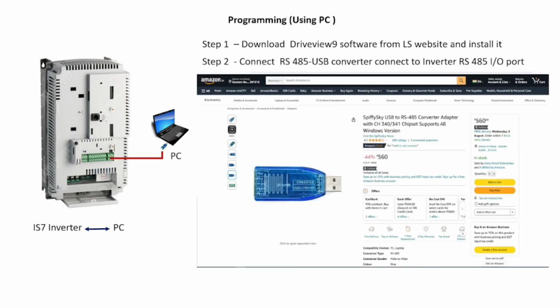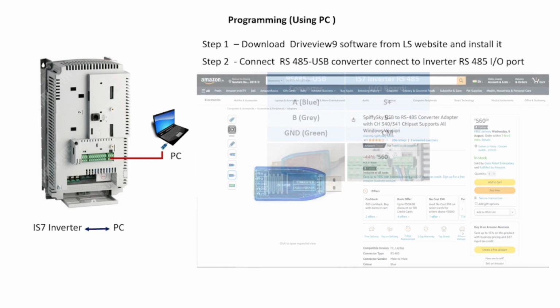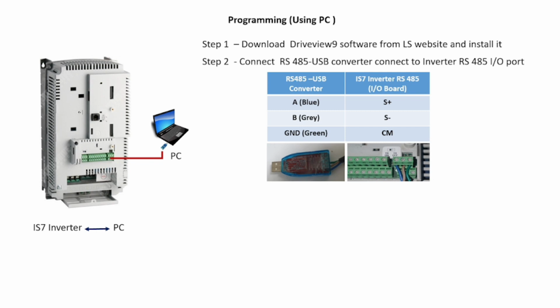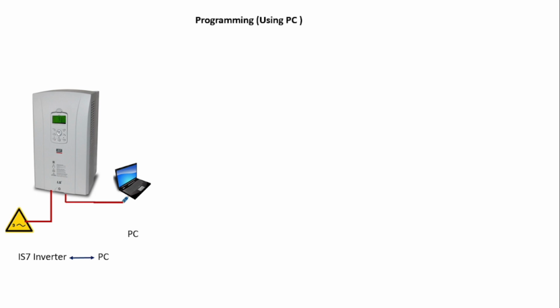I purchased this converter online. Using any 3-core control cable, make a connection between the RS485 converter and the drive as shown in the image. Then connect the RS485 USB converter to the PC. After connecting the inverter to the PC, turn on the inverter.